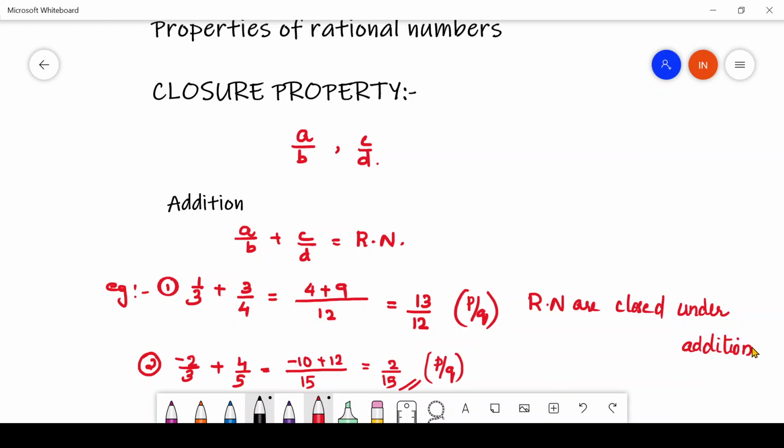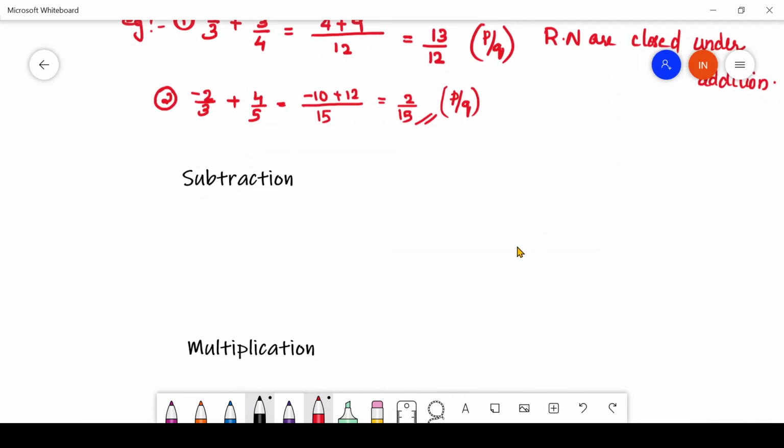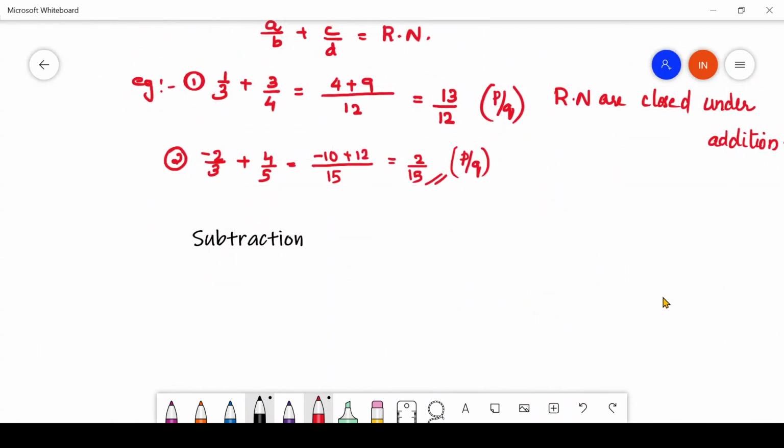Let us move on to subtraction and check whether we are getting another rational number when we subtract two rational numbers. Here, if it is satisfied, a by b minus c by d should be equal to another rational number. Let us see whether we are getting a rational number with an example. Example 1: -5 by 7 and 2 by 3, I'm taking here and subtracting these two rational numbers.